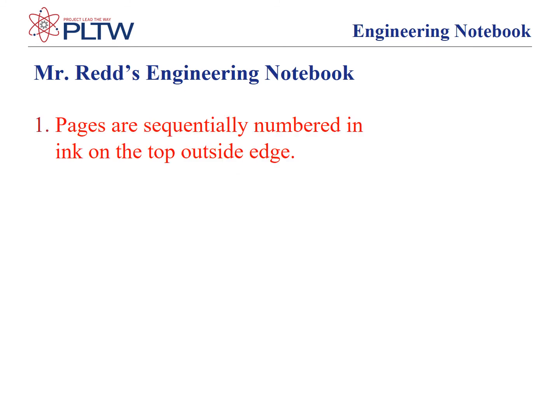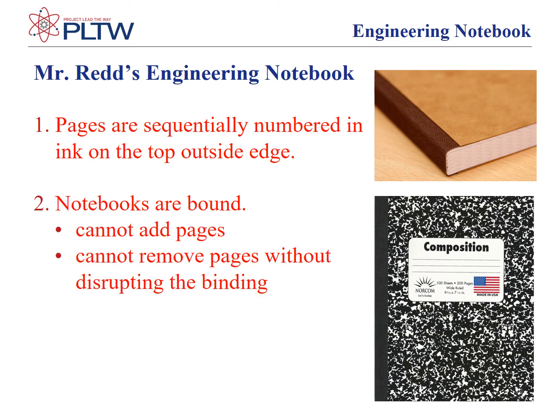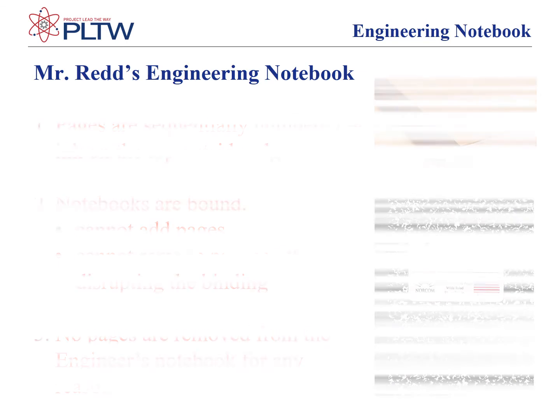In our classes, we alter things a little bit. We keep some of these things in line, but a little bit different. For example, we will number our pages in chronological order, from number 1 all the way through as far as you go. Your notebook should be bound. You should be using a composition notebook. You cannot add pages, and you cannot remove pages without disturbing the binding. No pages are removed from the engineering notebook for any reason.